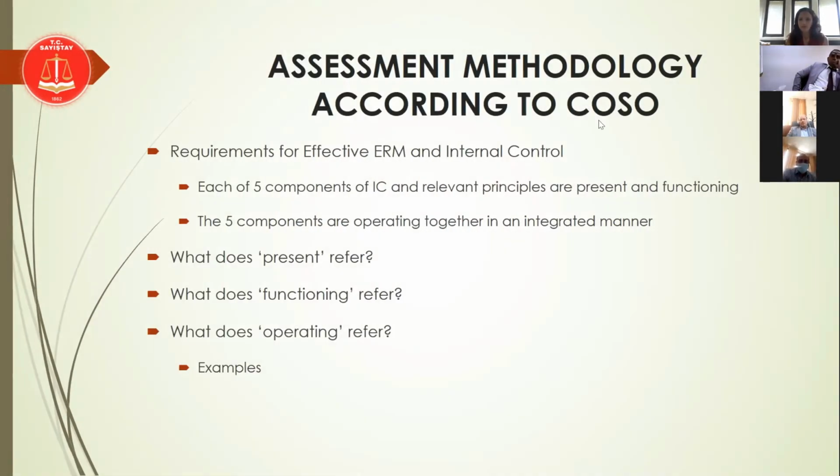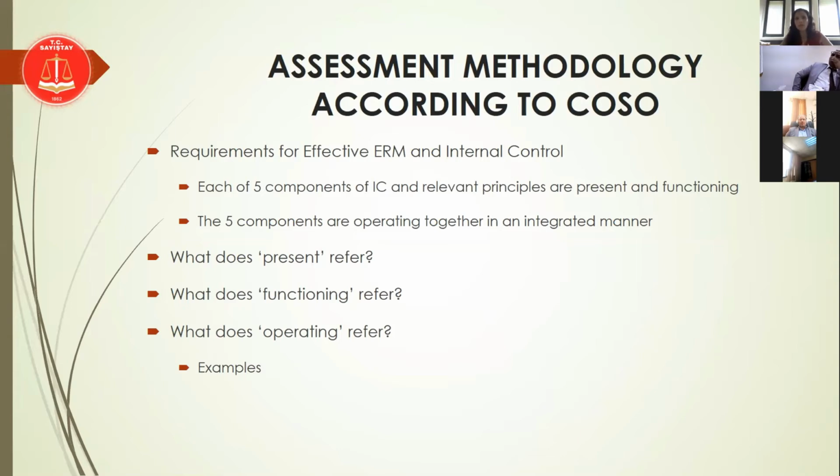And after highlighting this, I would like to mention a little bit of assessment methodology according to COSO. COSO has a bundle of internal control frameworks. One of the publications is the illustrative tools for the assessment of ICs. As the Turkish Court of Accounts, we adapted these illustrative tools to our organization to be able to develop a methodology for the assessment of both internal control and enterprise risk management.